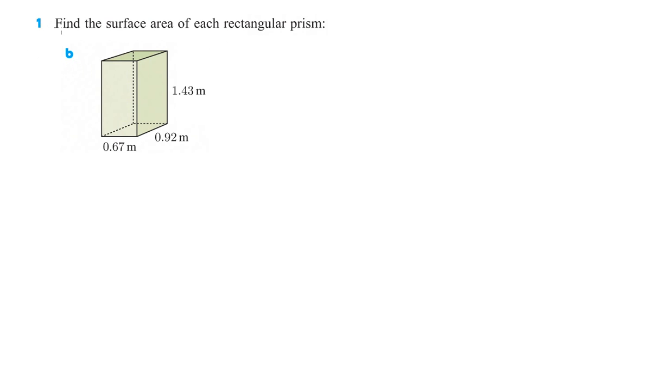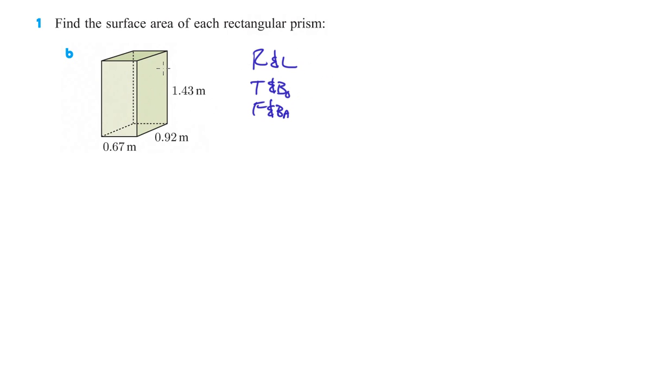Okay, so the first one we're going to start with is number 1. Find the surface area of each rectangular prism. Really, the surface area here is: the right and the left side are the same, the top and the bottom are the same, and the front and the back are the same.